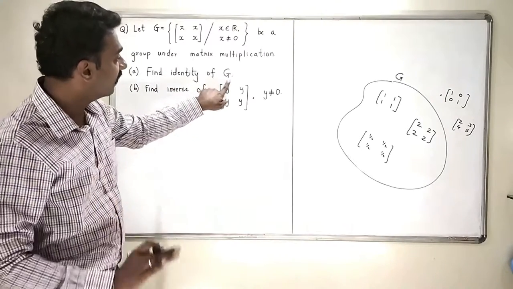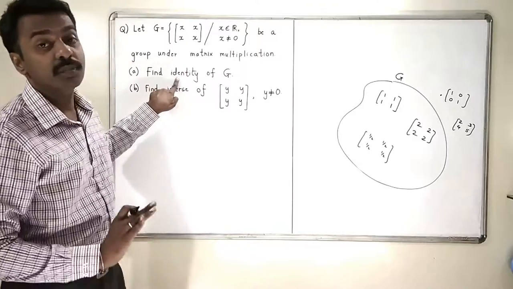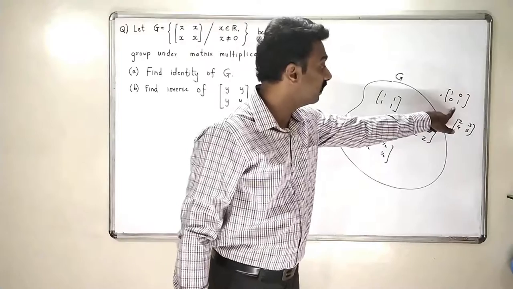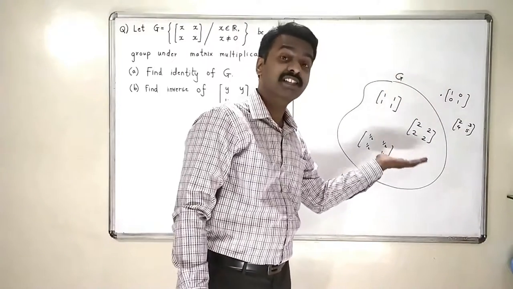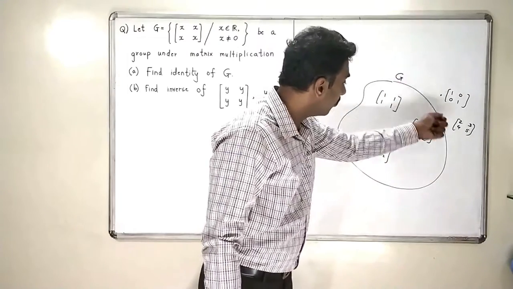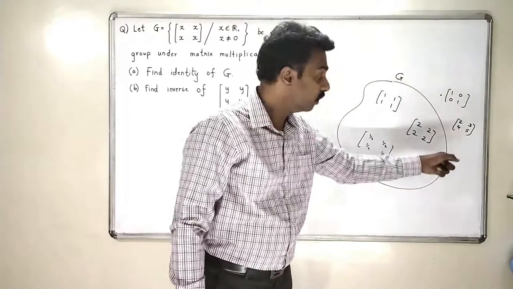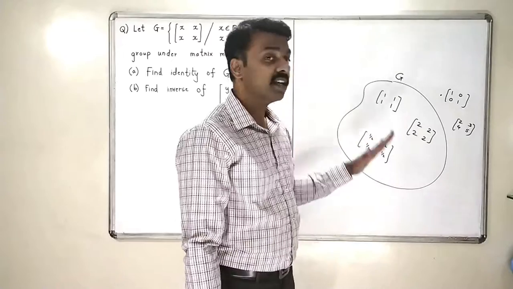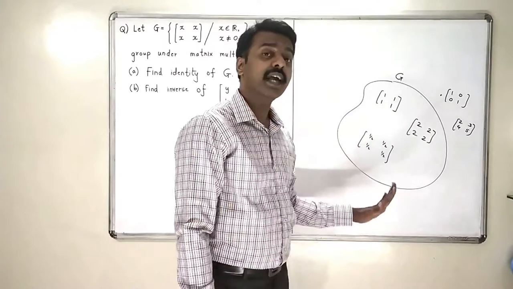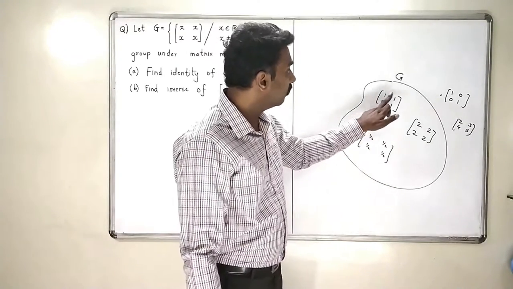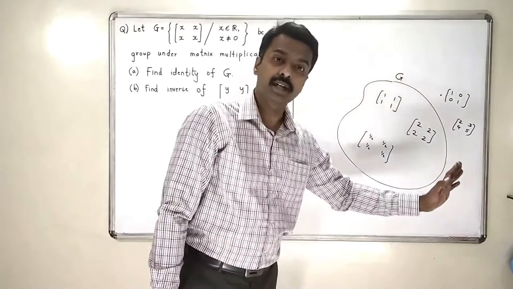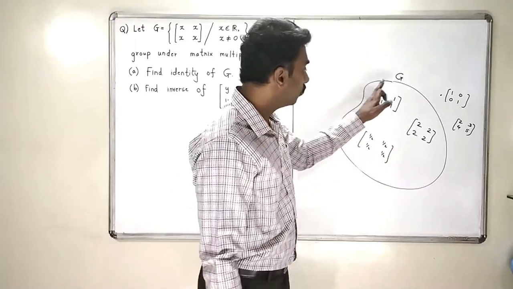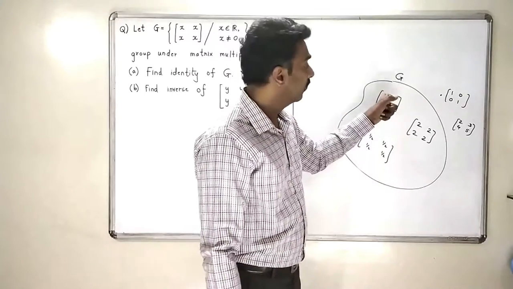Now, you clearly see that the identity of this particular group cannot be our identity matrix because the identity matrix is not in this set. So, we have to find an element in this set only which will work as the identity of the set. A very simple observation might tell you that 1, 1, 1, 1 should be the identity of the group. But that is actually not correct. Okay. So we have to be very careful when we are saying the identity.